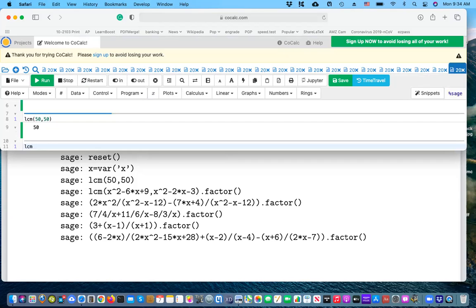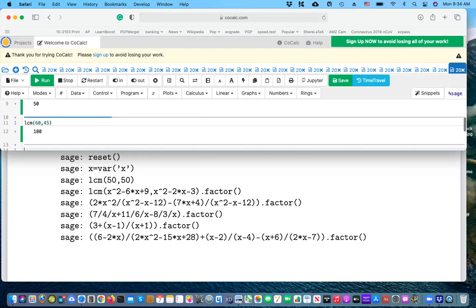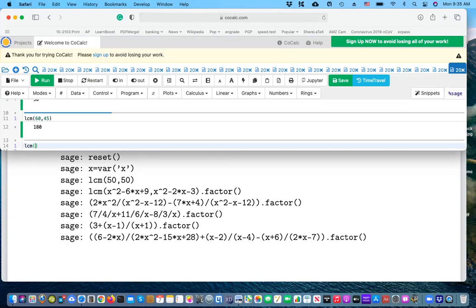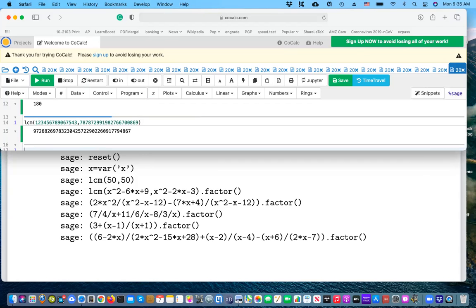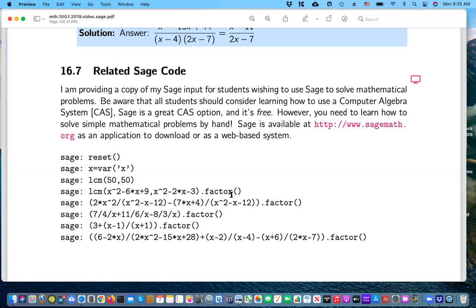LCM. Let me try, I don't know, 60 and 45. I think you can do it. It says 180. All right, let me try something I don't think you can do, though. Wow, they did it. Someone says, how could you check that? That would be a really tough one to check, by the way. But I'm not interested in that. What I'm interested in is this code over here.